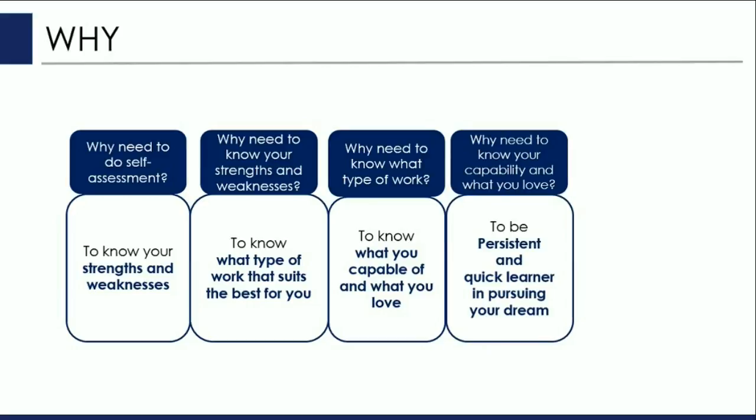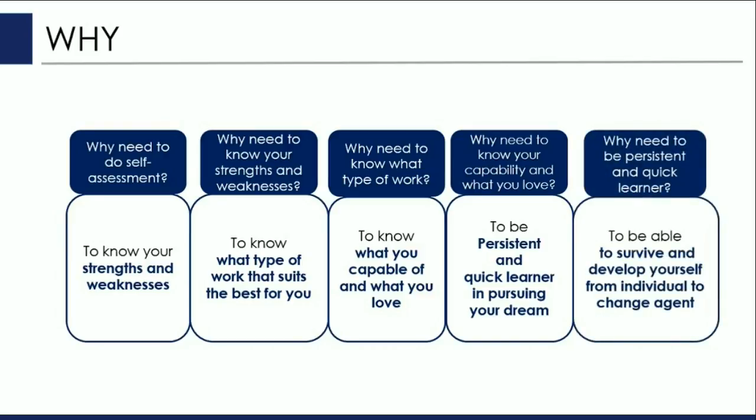Fourth question is, why do I need to know my capability and the work that I love? Because by knowing my own capabilities and the work that I love, I will be able to become persistent and a quick learner in pursuing my dreams. And the last question is, why do I need to be persistent and a quick learner? Because by being persistent and quick learner, I will be able to survive and develop myself from individual into master change agent. So that's all about my 5 whys.